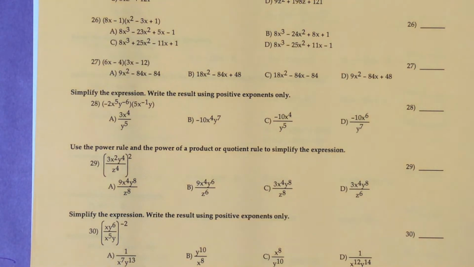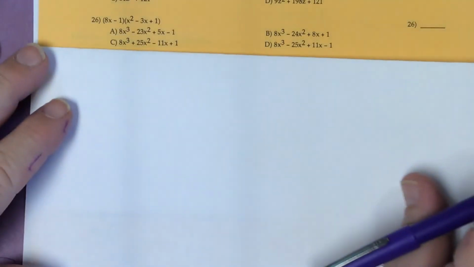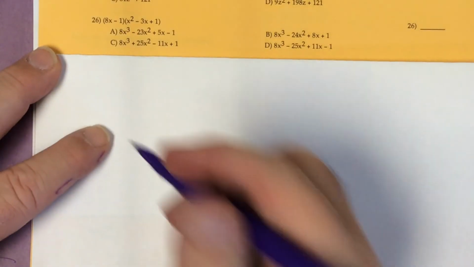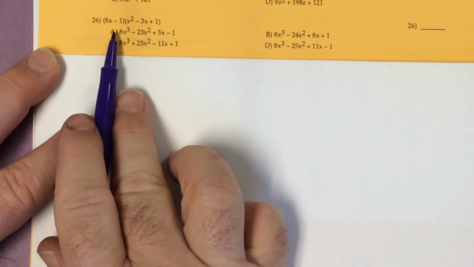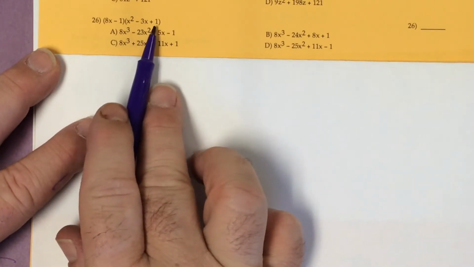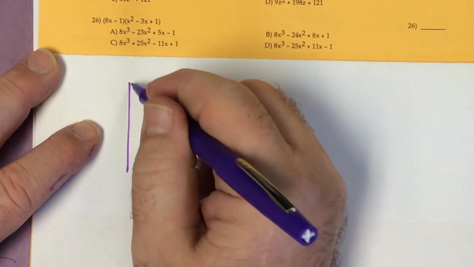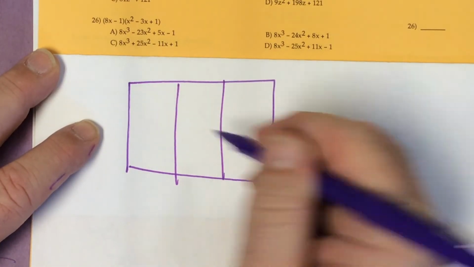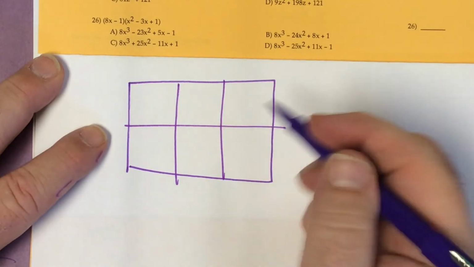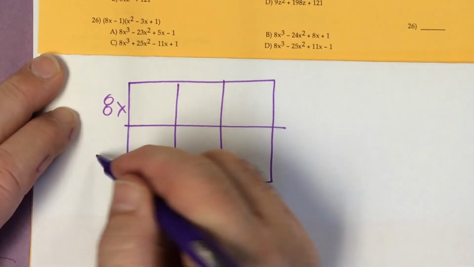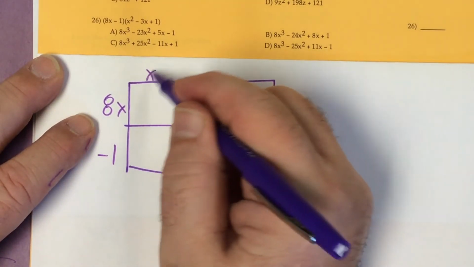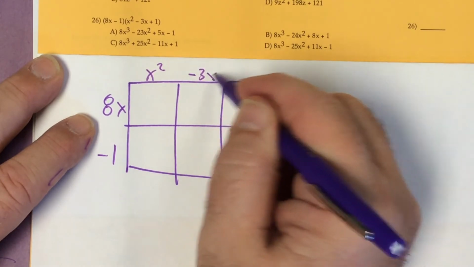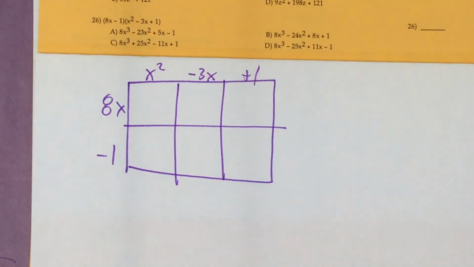Taking a look at question 26, we have an even more robust type of multiplication going on there, but this is all going to be using the multiplication box that we talked about earlier. So the problem reads (8x minus 1) times (x squared minus 3x plus 1). So instead of rewriting the question, I'm just going to go ahead and write for the box because you all should have this on your sheets anyway. So you all should know what I'm talking about. So this is going to be 8x minus 1 times x squared minus 3x plus 1.